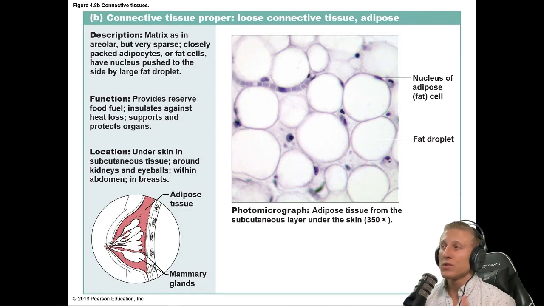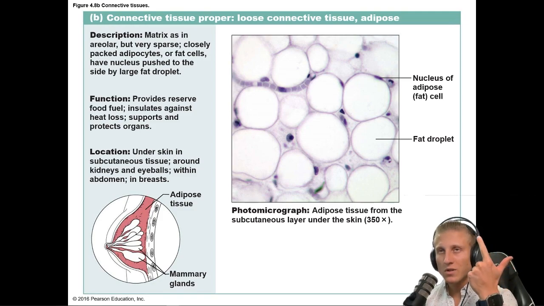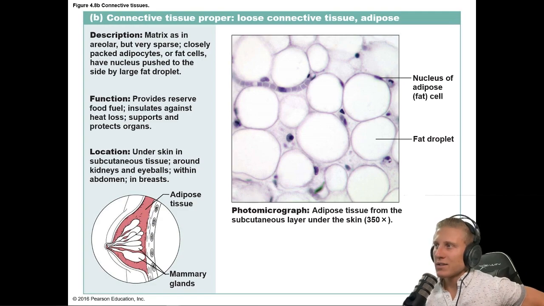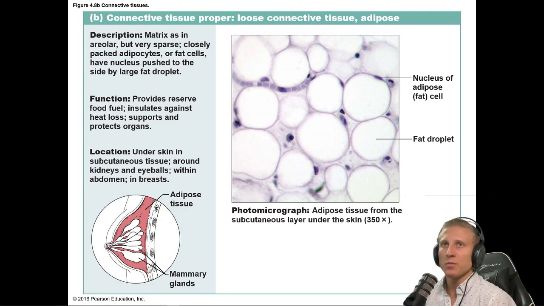Again, we want to be able to recognize the tissue, the components of the tissue, and a basic physiological function. Those are the things we really want to emphasize here. Next, we're talking about adipose tissue. In other words, fat cells and fat tissue. So yes, fat is technically a form of connective tissue.